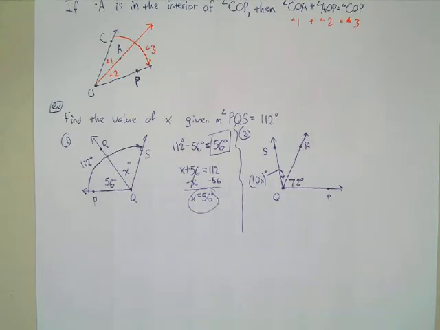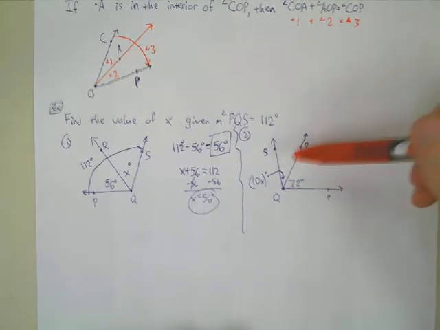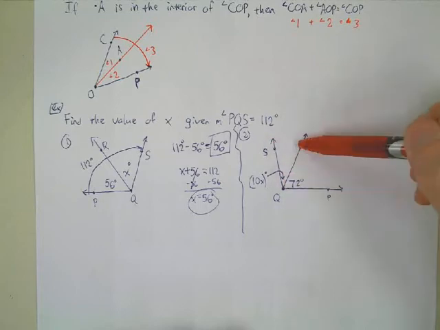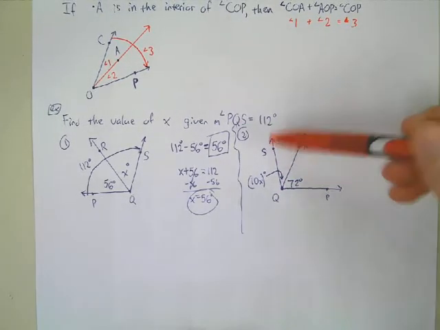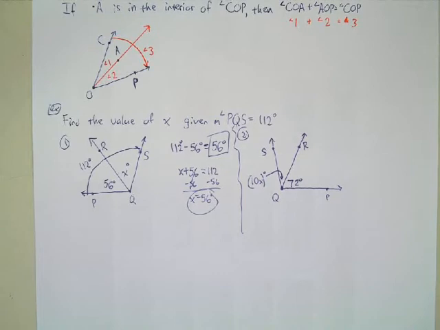All right, so let's see here. Again, the idea is that this little angle is 10x. This angle is 72, and then PQS, which is the big angle, is 112. So, Courtney, any ideas here? How should we start this out?